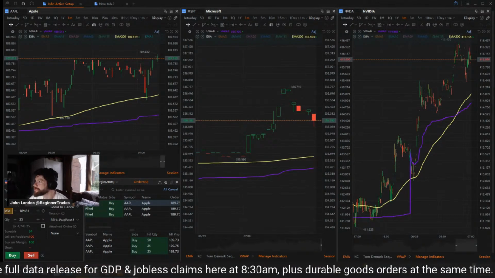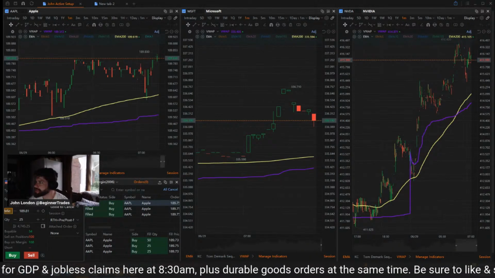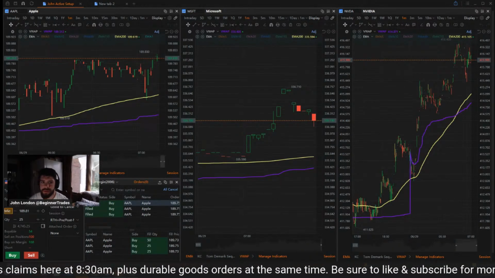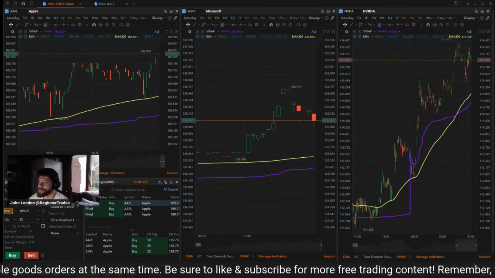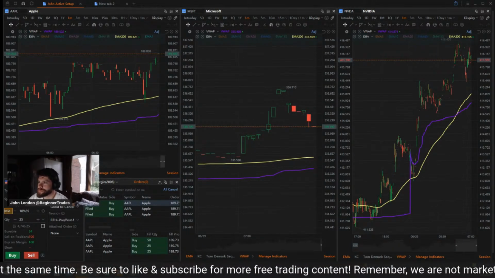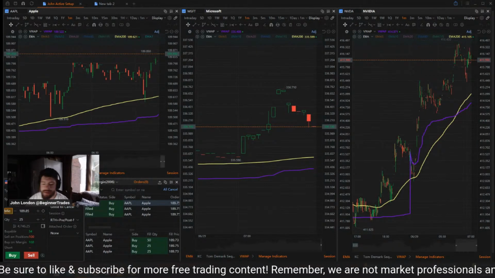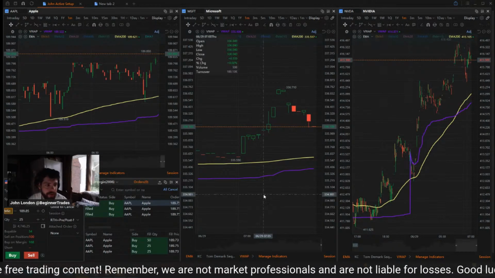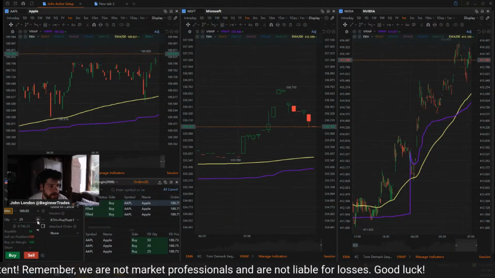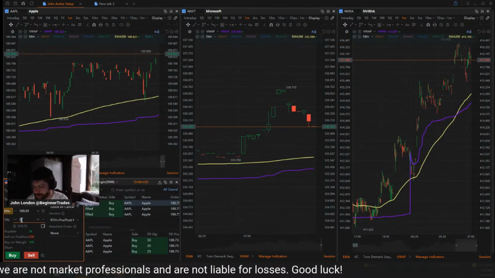We're still riding it up on Apple here. We bought a little dip this morning on Apple. Just kind of chilling here, waiting. Probably going to take some profit pretty fast on Apple. Yeah, we're going to go ahead and take some off here. I'm going to go ahead and lock in 50 shares of profit.